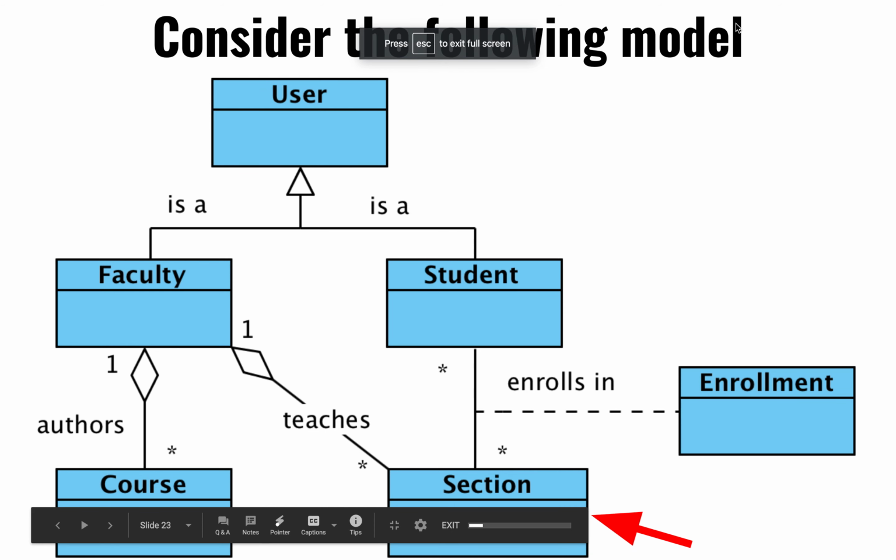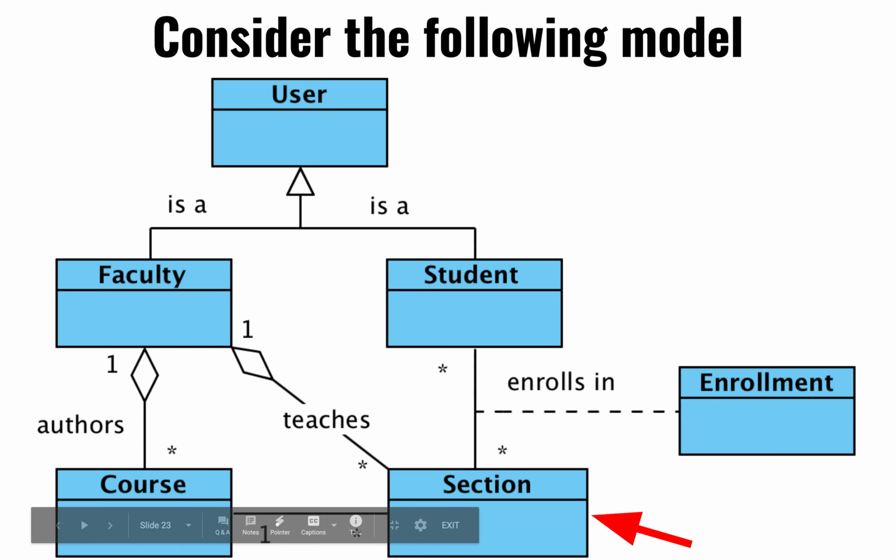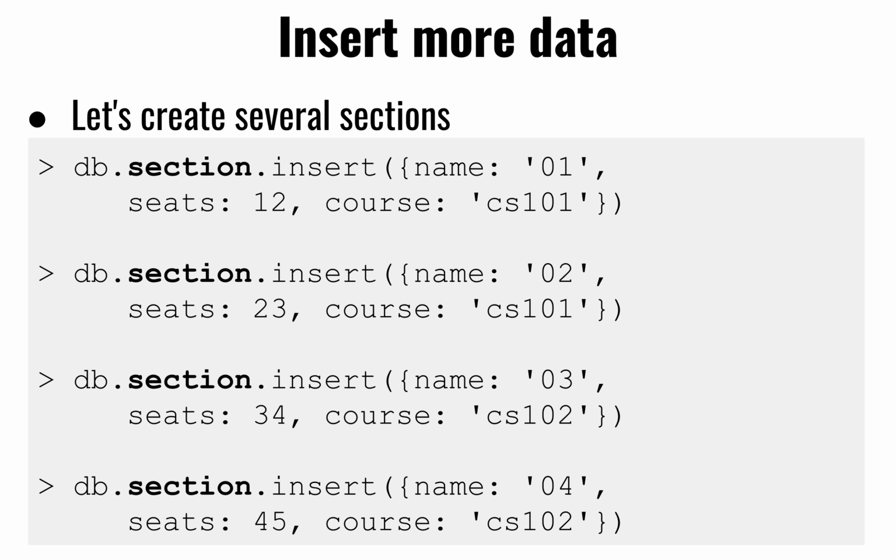Let's take a look at implementing some of these relationships or data models. For instance, here we have section, and let's insert a couple of sections. So db.section and insert. They have different names: section 1, 2, 3, 4, and different seats, and presumably they might be referencing some courses. They belong to certain courses, yes. So we have 2 sections that belong to course CS101 and 2 sections for CS102.